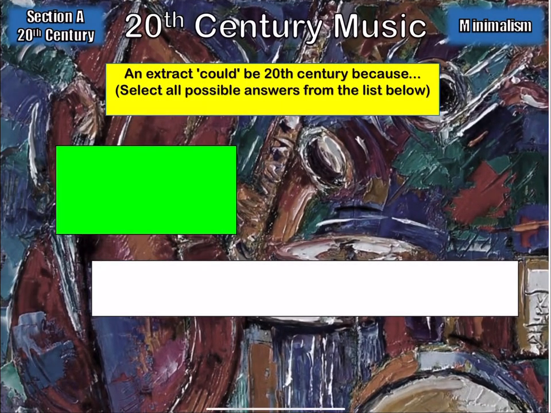So we're going to go through some ideas, but what I want you to do now is complete the next question on Edmodo, which is question 6. You're given a list of potential justifications, and I want you to select all of the justifications which apply to 20th century music. So imagine that you're listening to an extract and it could be 20th century because, and then you're going to select the correct answers. Pause the video now in order to complete that exercise before coming back.